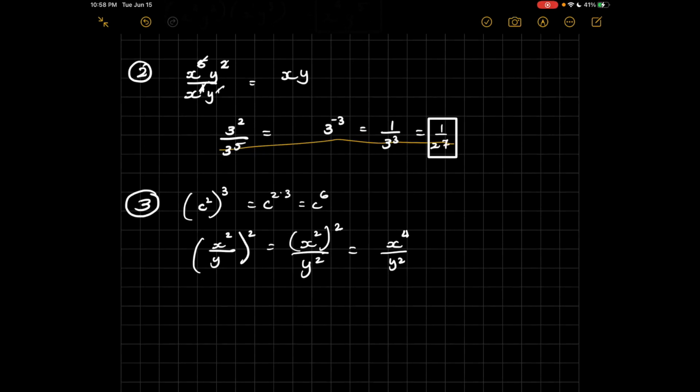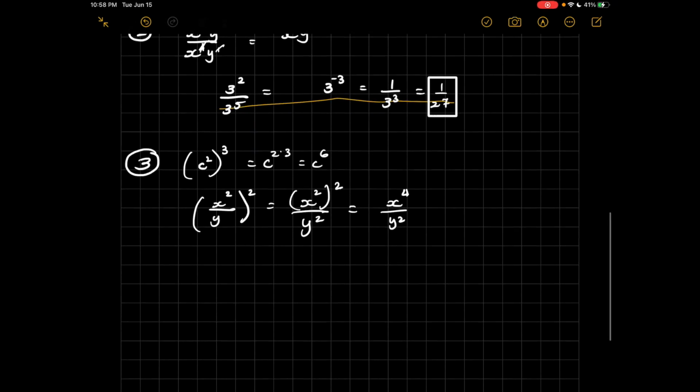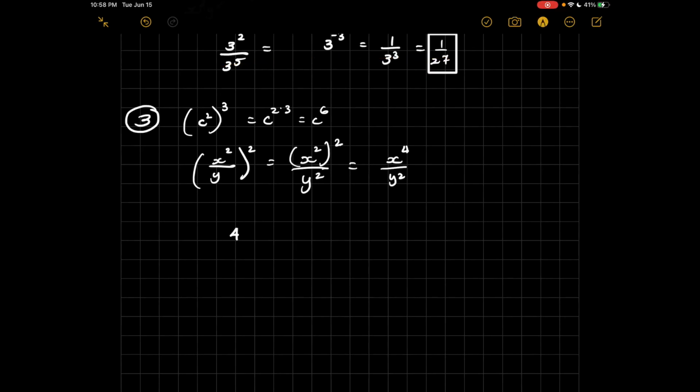We can keep making this as complex as we want. We can work with numbers and problems. Say 4xy cubed over 12x squared y cubed, all to the power of 2. Well, this is going to get me 4 cubed, which is 64, x cubed, y cubed over 144 x to the power of 4, y to the power of 6.